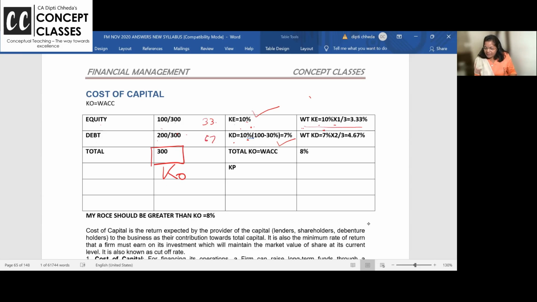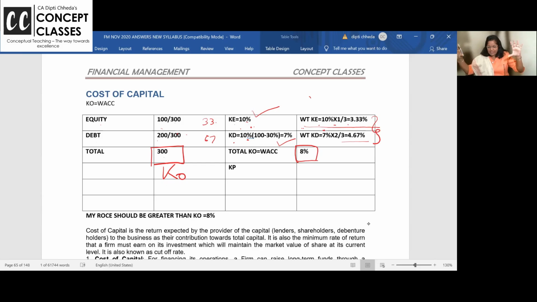So what is my weighted cost of equity? 3.33. Now, even though my debentures cost is 7%, how much debentures am I using out of the total capital? 2/3. So what is the cost of debentures? 4.67%. And what is the total cost? 8%. Are you getting it? Will you be able to score 10 out of 10?